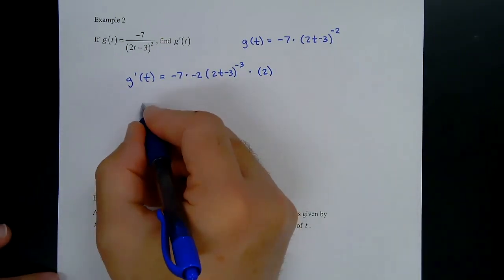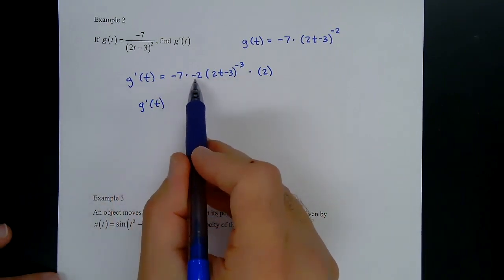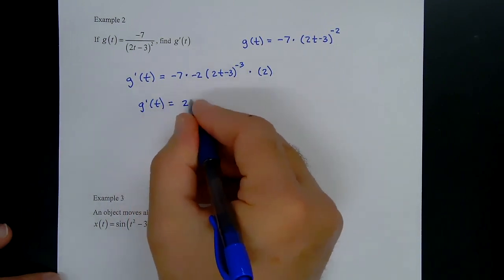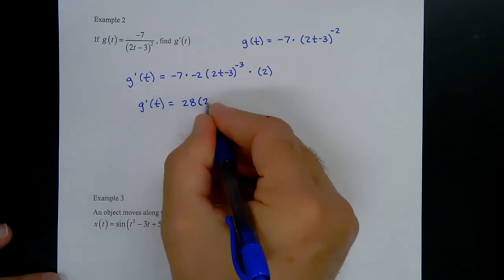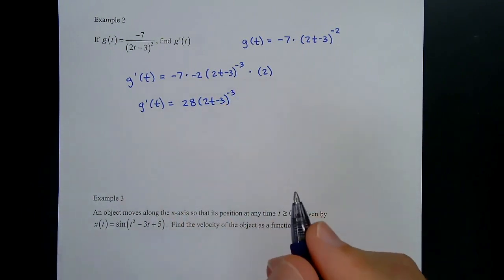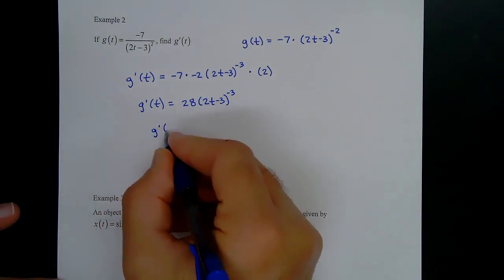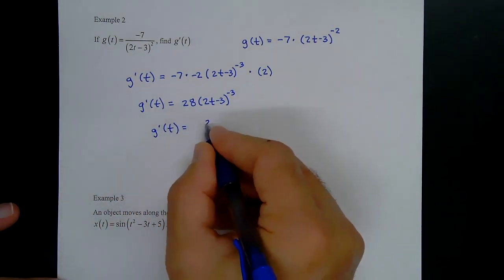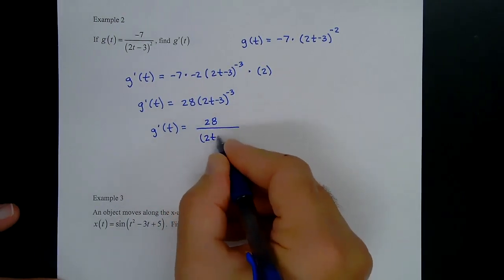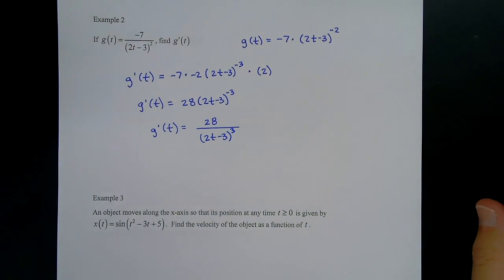Okay, so cleaning this up, g prime of t, so this would be negative 7 times negative 2, which is 14, and then 14 times 2 is 28. So this is 28 times 2t minus 3 raised to the negative 3 power. Now, I never want you to write final answers with negative exponents, okay? So this means g prime of t becomes 28 over, and the denominator becomes 2t minus 3 to the third power. And that's how you do example number 2.